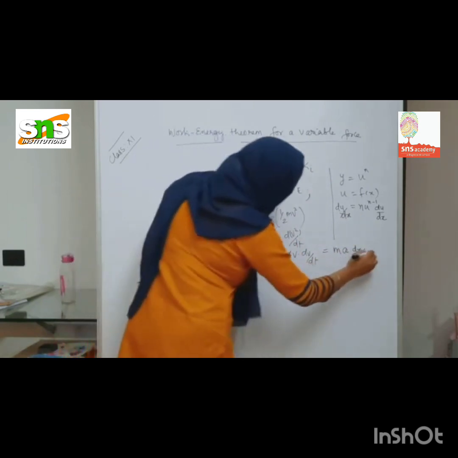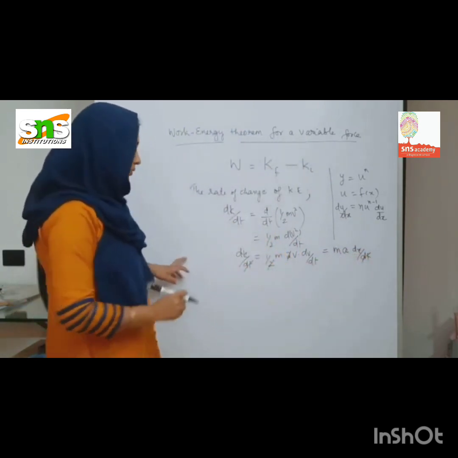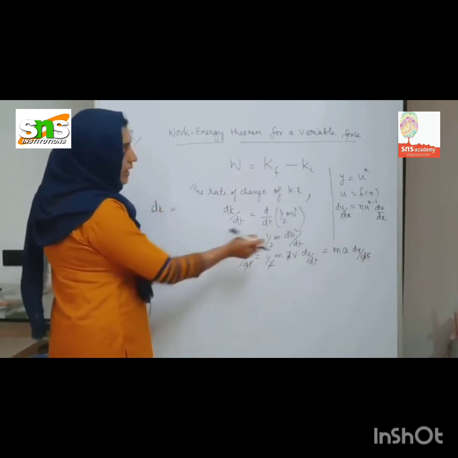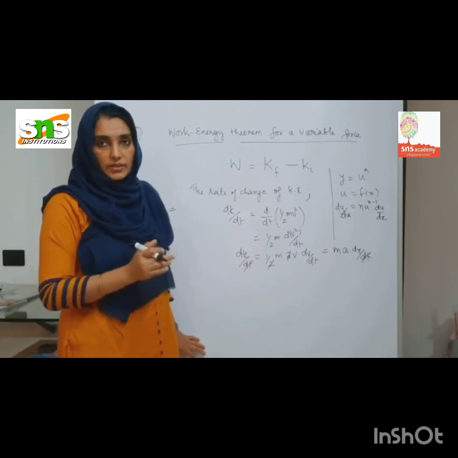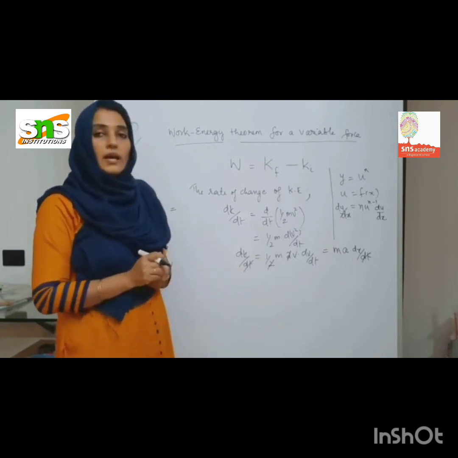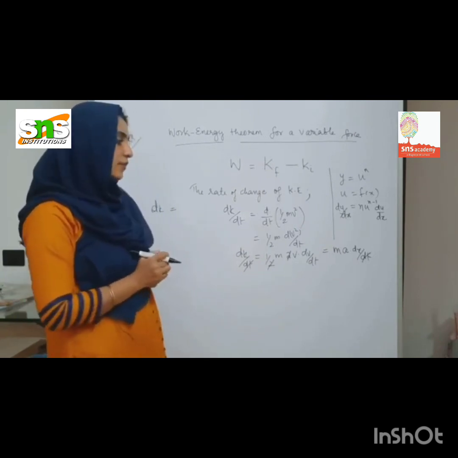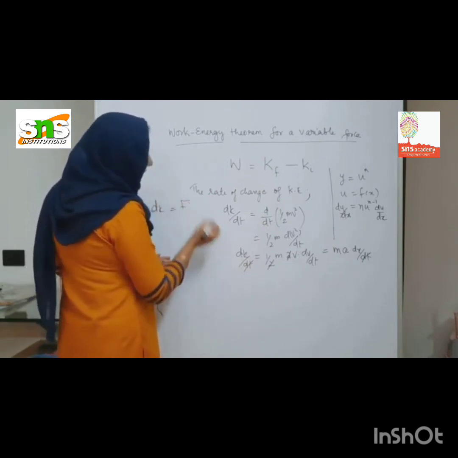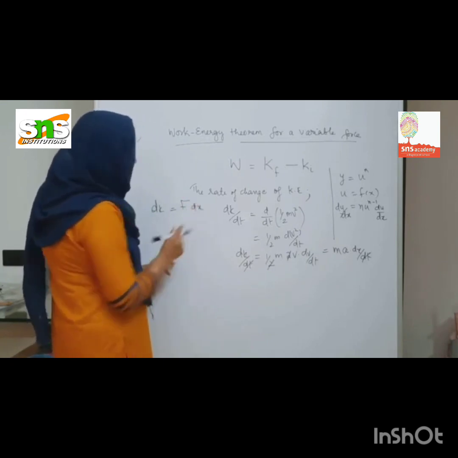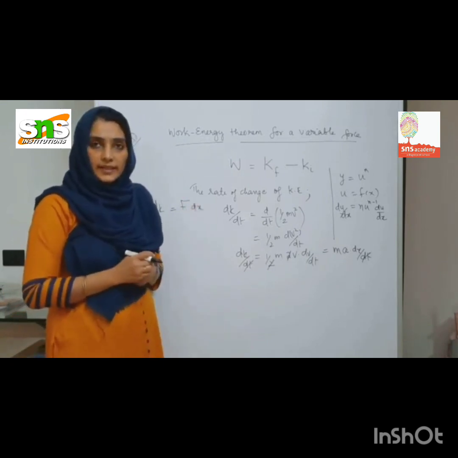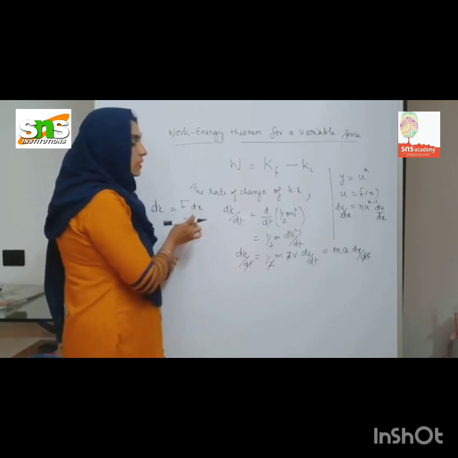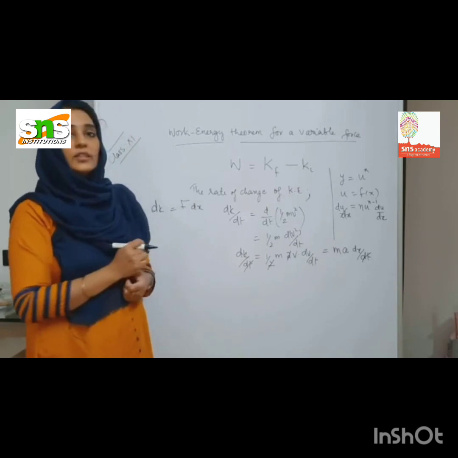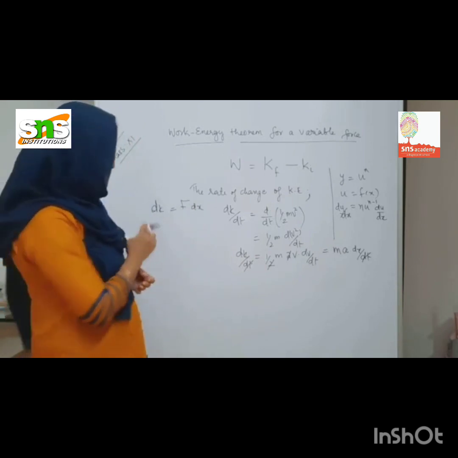Now dt and dt get cancelled on both sides, so what you get is dK is equal to m into a, mass into acceleration. Mass of the body we have considered as m, and mass times acceleration is the force acting upon the body, so it can be replaced by F into dx. Now this is the small change in kinetic energy for a small displacement of the object. In order to get the total change in kinetic energy, we will have to integrate this.